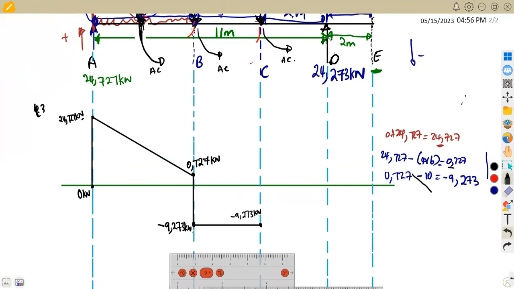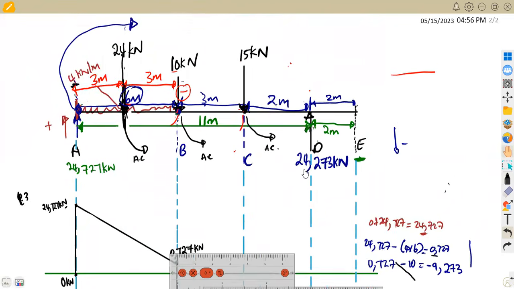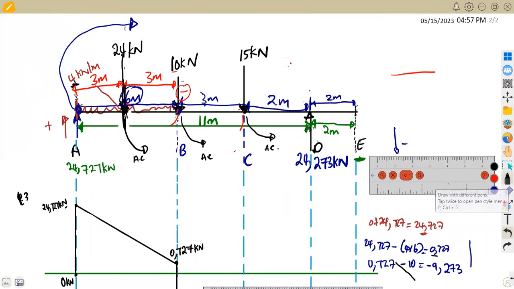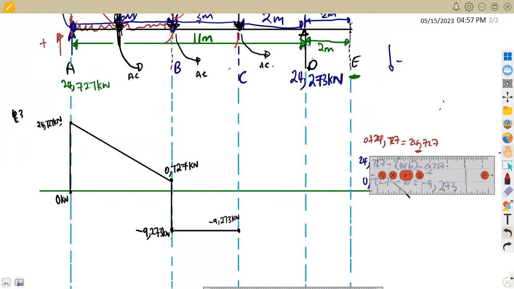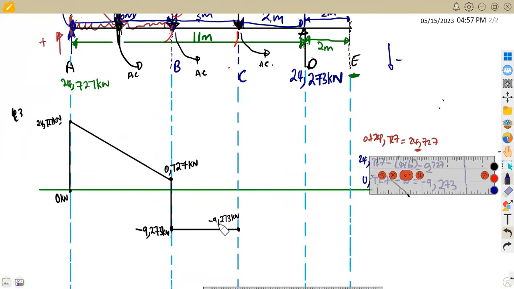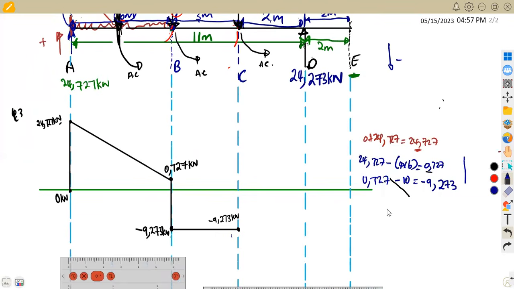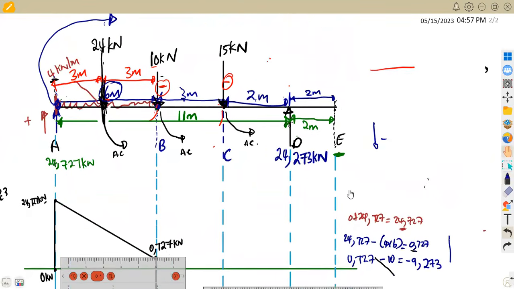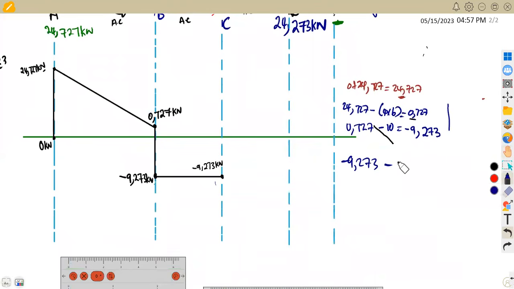Okay, that's at C. Now at C, what do we have? If we reach the point C, we are going to notice that at C, after this movement, there is a point load going down. That's a negative. So we're going to subtract, just like what we did for this 10, we subtract 15. So at negative 9.273, we are going to subtract our point load at C. And at C, there is a point load of 15 kilonewton. So you subtract that one. All right, so minus 15, what am I going to obtain?